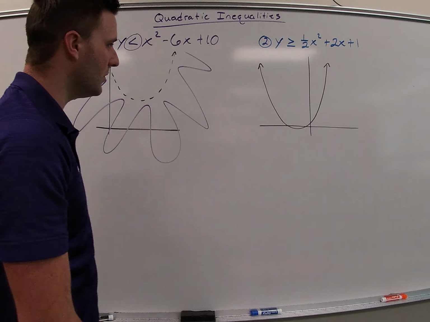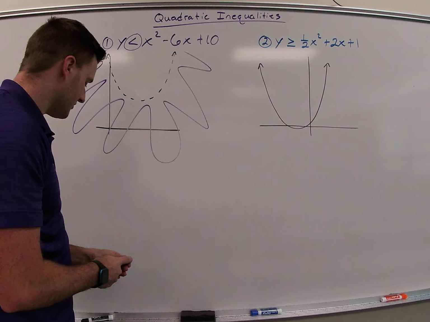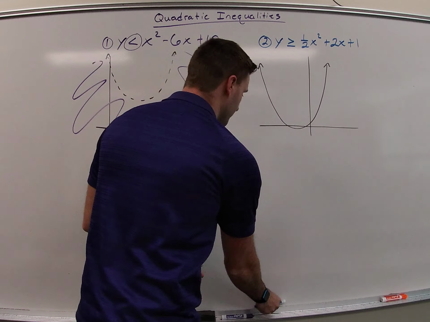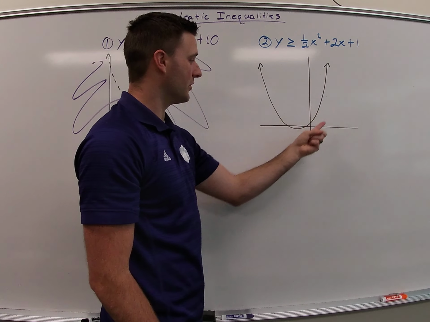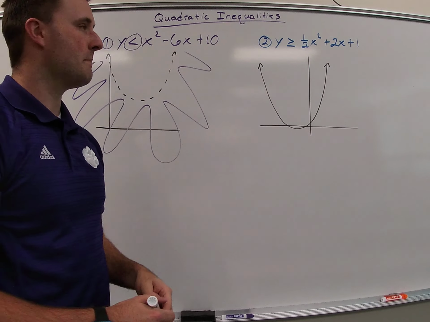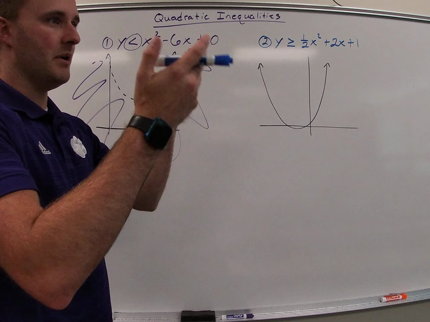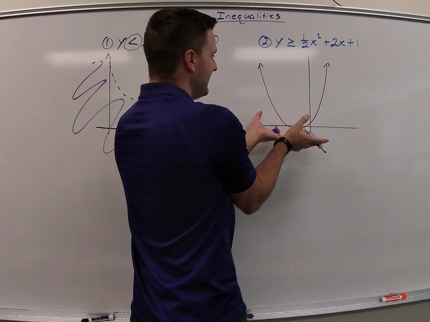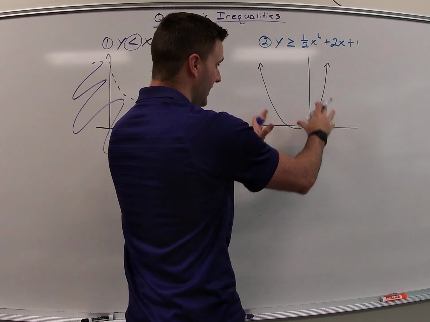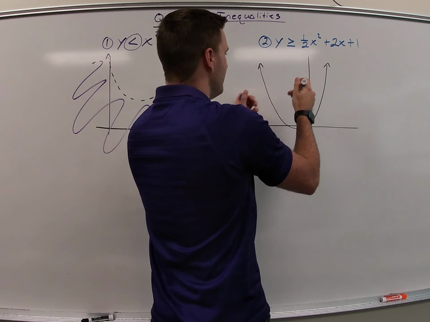Now, what if you have a U-shaped graph that's pointing up like we do in number 2? And number 2, notice that it's greater than or equal to. So because of that equal to sign, we're not doing a dotted line. We're going to use a solid line here. But because it's greater than, when I think of greater than, I think of like up or above or higher. And so I'm thinking above this graph, anything above it. So not below it, not underneath the U-shape, but on top or above this U-shape.